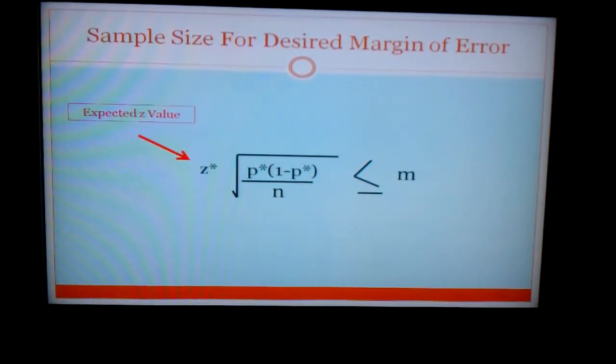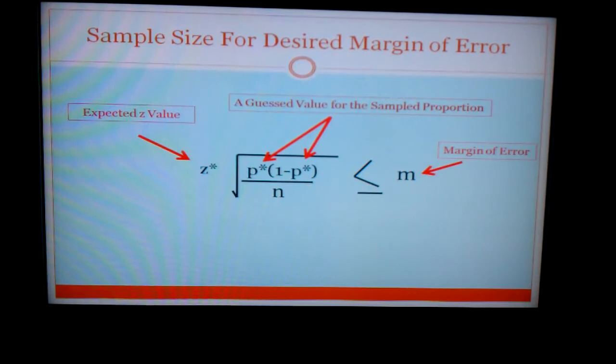Sample size for desired margin of error. Z-star is our expected z-value. P-star is a guess value for the sampled proportion. M is the margin of error. N is the sample size, what we are looking for.